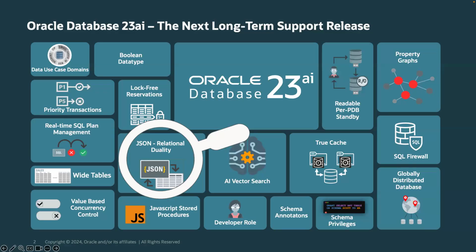JSON Relational Duality View is one of the more than 300 new features of Oracle 23 AI Database. It allows developers to develop applications without having to choose between a relational or a document-based model. So let's have a look at how it works.